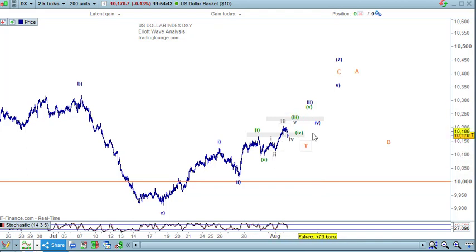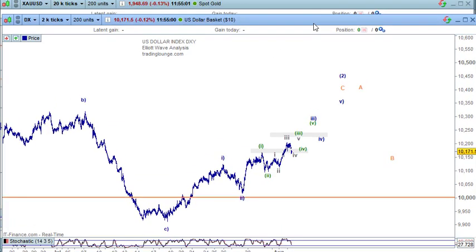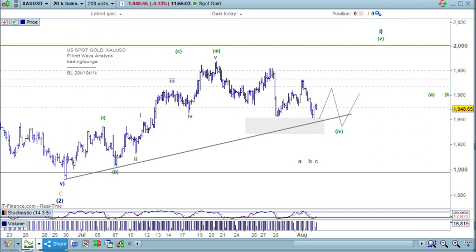It could still move up here as some sort of WXY and roll over, but it's looking a little bit slim at this point for that. So we'll keep an eye on that, see how that plays out. So I'm just going to move that over here. So then we move over.